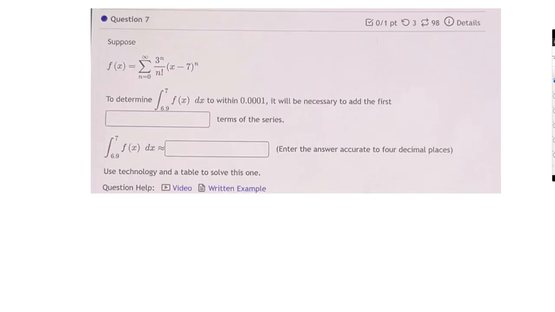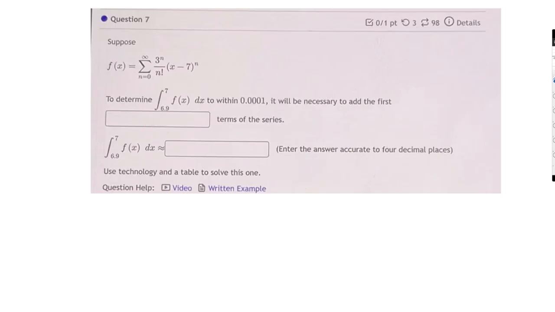Okay, so this one is similar to the last one in the sense that we're going to use the same concept that has to do with error. However, this time we have this sort of integral situation. So let's dive into it. F of x equals this summation. To determine this to within 0.0001, it will be necessary to add the first how many terms?